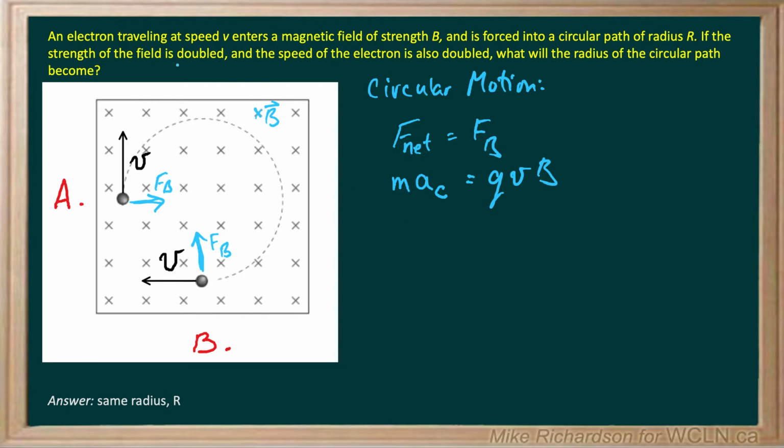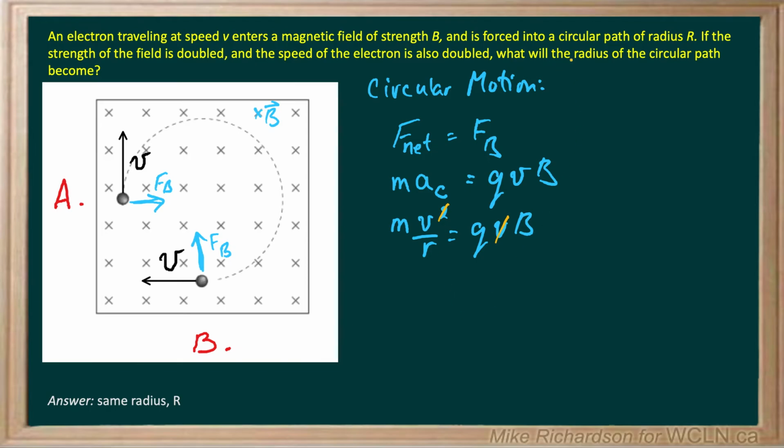And when we look at the question, where they give you the electron speed, what they're going to do is double the field strength and double the speed. So the version of the centripetal acceleration we'll want to use is the one with speed in it. So I'm going to go mv squared over r is qvB. Now we can do a little canceling. This velocity and this velocity cancel each other off.